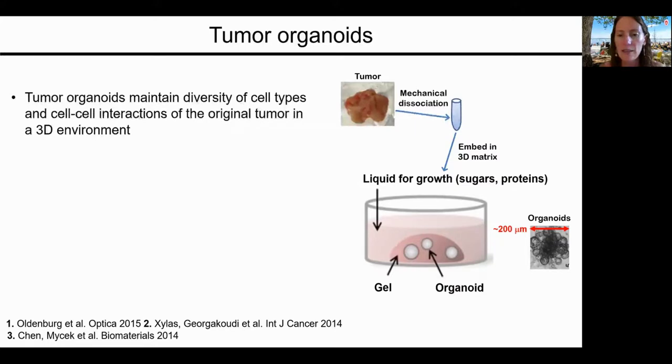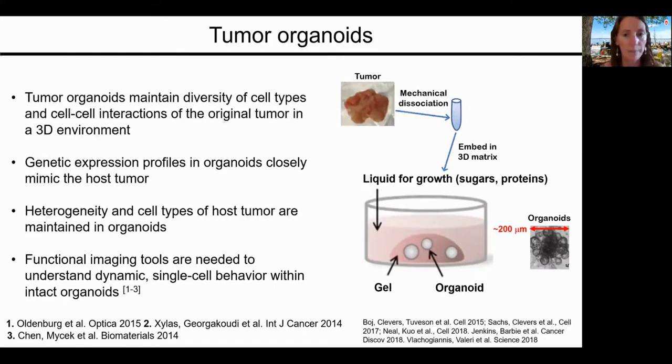So we can assess them with things like 2-photon microscopy, and we can image all the way through the tumor organoids in this way. And so these advancements in tumor organoids have been really beneficial for us in assessing single cell heterogeneity. And previous groups have really done a fantastic job characterizing these tumor organoids. It's a popular area of study. And they've shown that genetic expression levels in the organoids closely mimic the host tumor. The heterogeneity in cell types of the host tumor is maintained in the organoids.